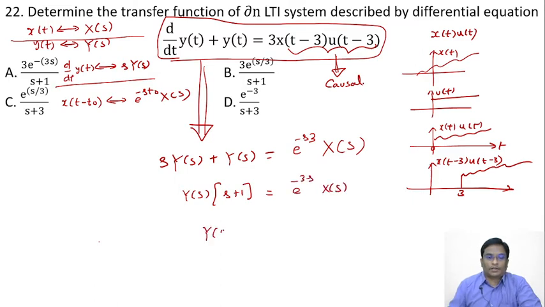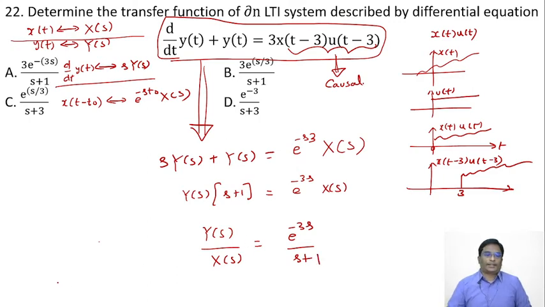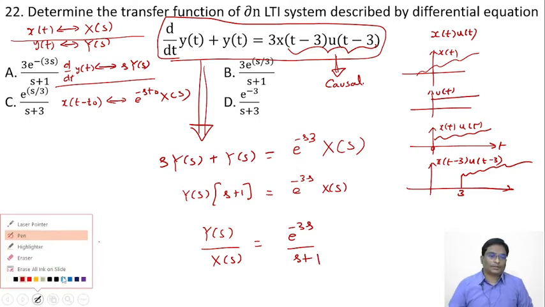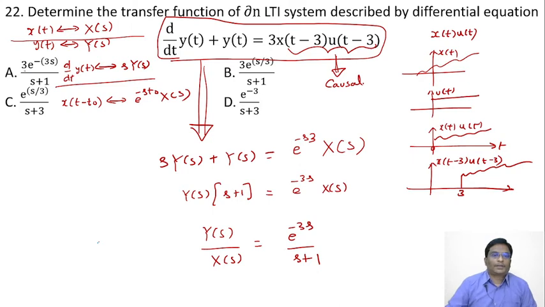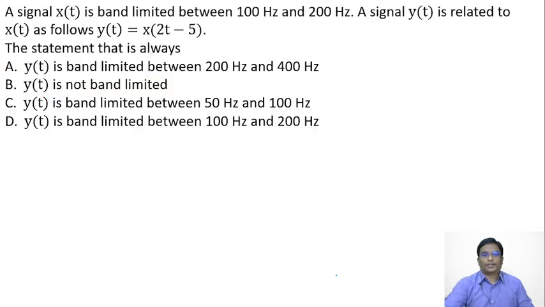Then what is y of s by x of s? E power minus 3s by s plus 1. Okay. You choose the right answer from the given options. Option A, e power minus 3s by s plus 1, right. This one is s by 3, wrong. This is also e power s, wrong. E power minus 3 only is given, by s plus 3, wrong answer. Option A is the correct answer.